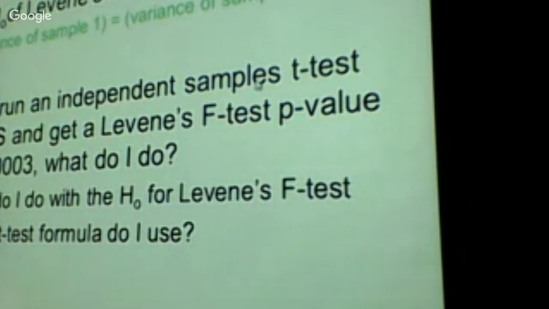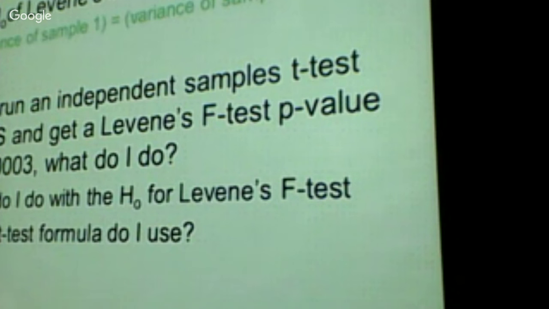If I run an independent samples t-test, SPSS will give me Levene's F-test output so I can make a decision about which path to take. Let's say it gives me a p-value for Levene's F-test of that. Is that low or high? That number. That's a low number. It's much lower than 0.05. So what do I do with this null? Do I reject it or do I fail to reject it? I reject it. If the p is low, the null must go. Okay?